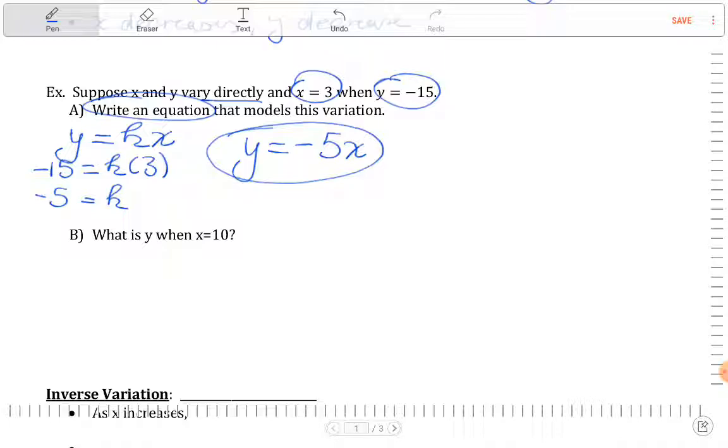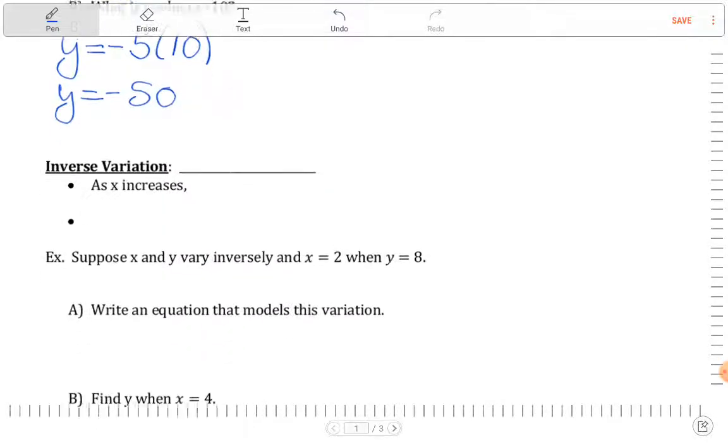For b, what is y when x is 10? I can use the model that I've just found, and instead of x, I can plug in my 10. I can calculate out that y is negative 50.